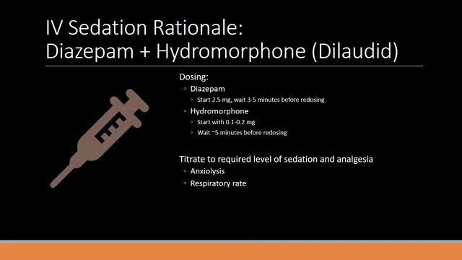You really need to make sure, though, that you take your time to titrate to the required level of sedation and analgesia for that patient. If you've got a patient who's more anxious, then maybe I'm going to go heavier on my diazepam than I am with my hydromorphone. But if I've got a patient who's more in pain, then maybe I'll favor the opioid agonist more than the benzodiazepine.